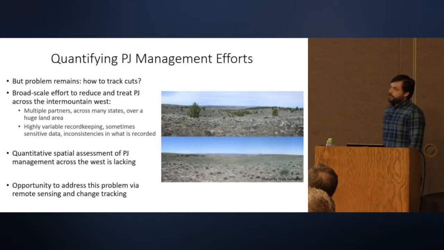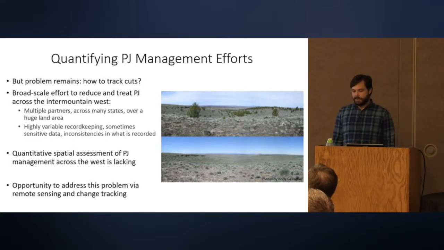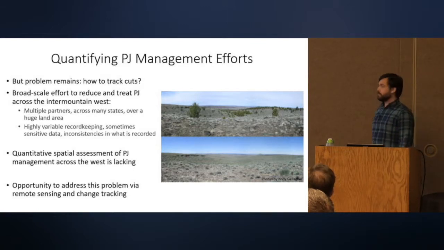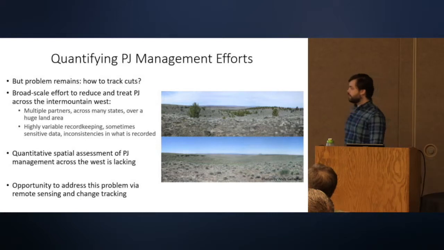So we might be able to figure out where the conifers are, and we know that there are a lot of people out there out west working on conifer removal for different reasons. But we still have a problem in terms of tracking these conifer removals. We really don't know where this is occurring and how much of it is occurring. So this is a really broad scale effort. You know, there's a lot of people involved. It encompasses a lot of different states. We're dealing with a huge land area.